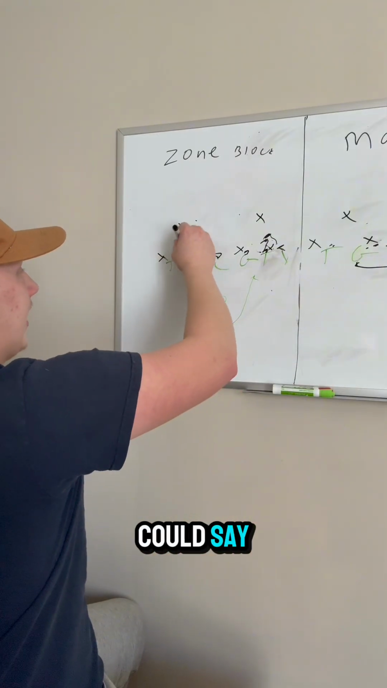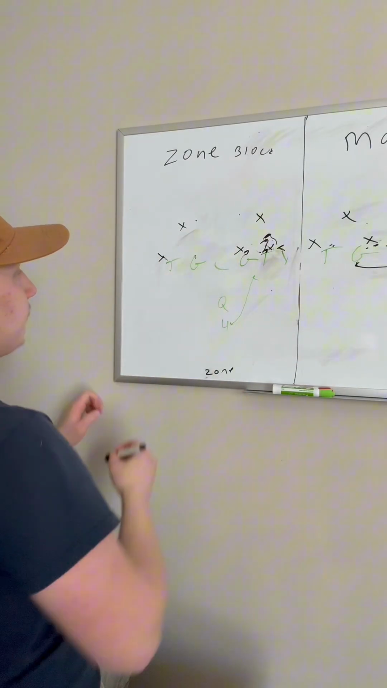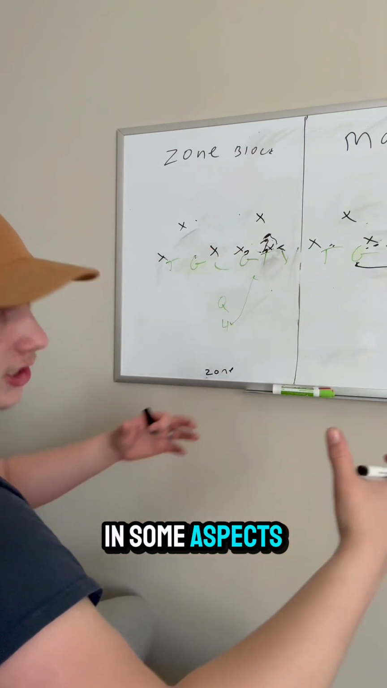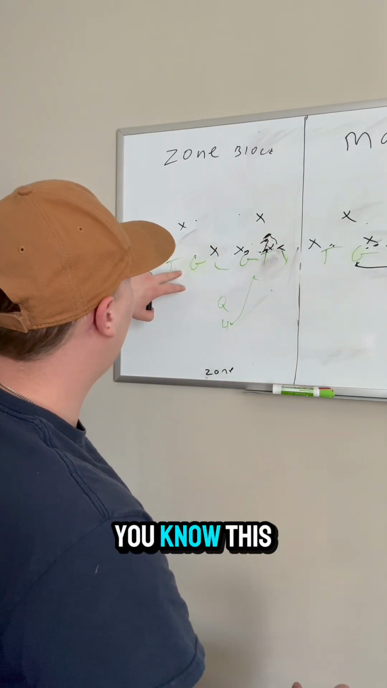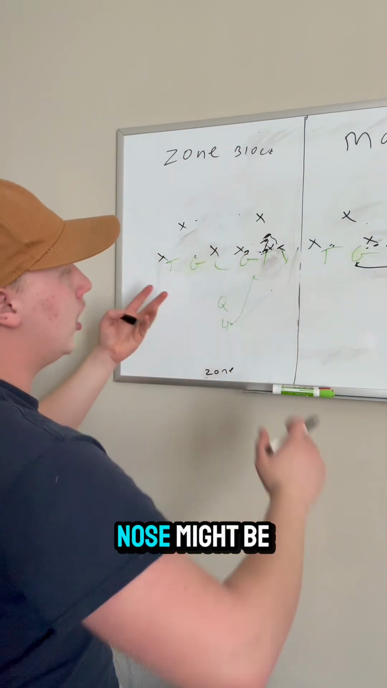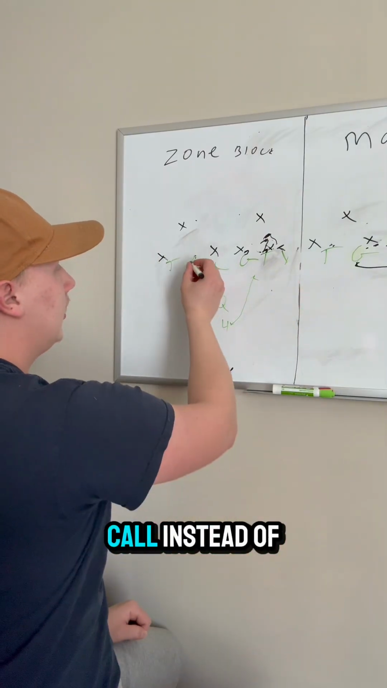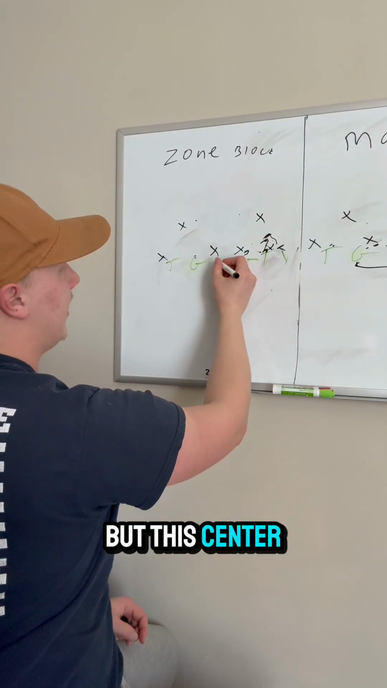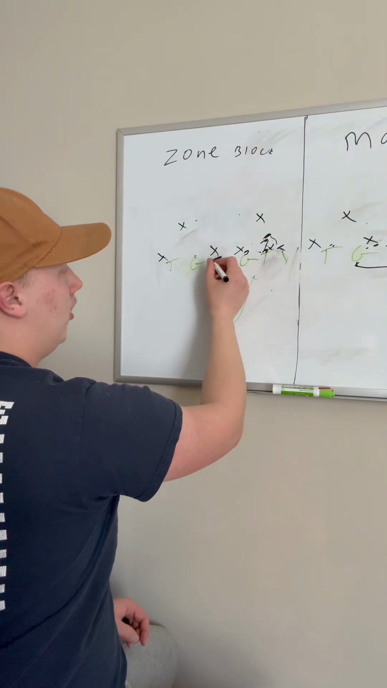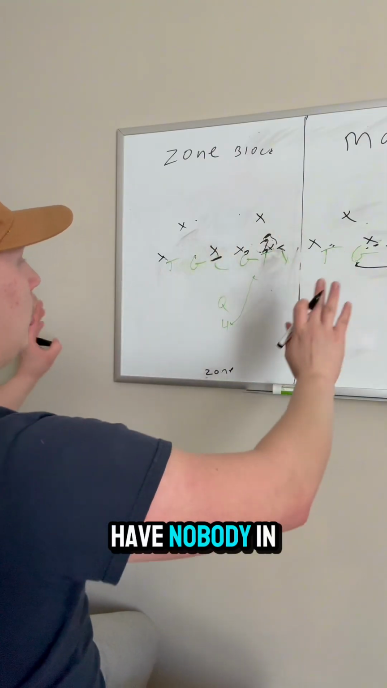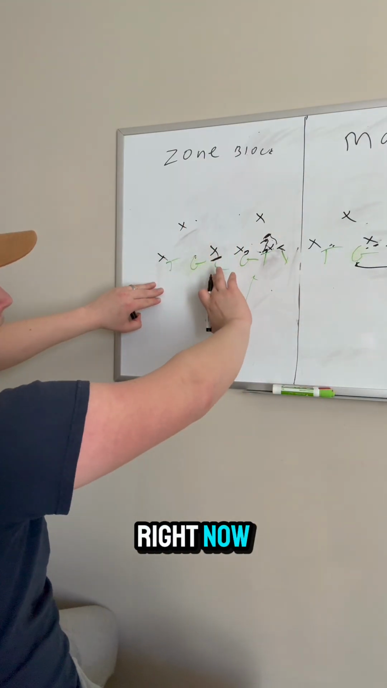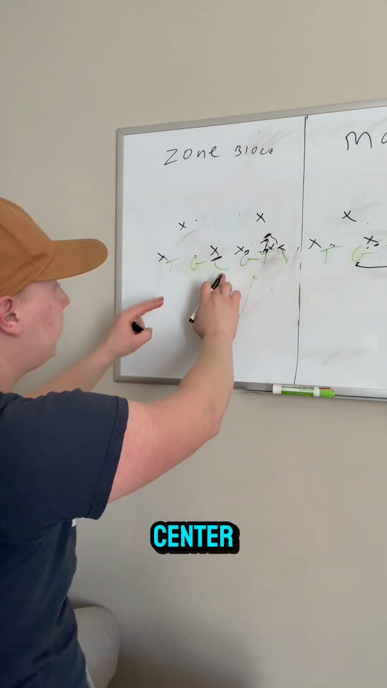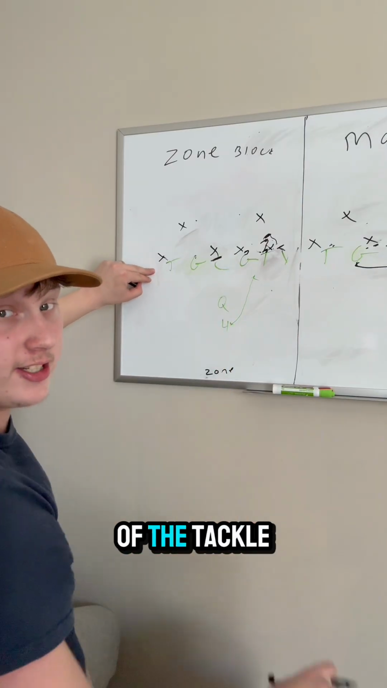Best example I could say, in some aspects, this nose might be in. He might have an in call. Instead of stepping, this is kind of a bad example, but this center, if he can get him by himself, you're still stepping, even if you have nobody. In this phase right now, we have a nose that's head up or inside shade of the center, and this end is outside shade of the tackle.